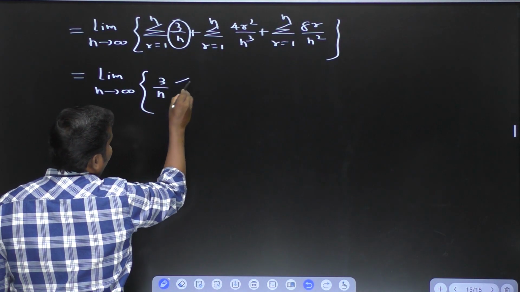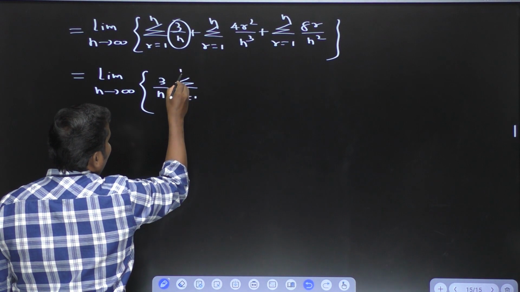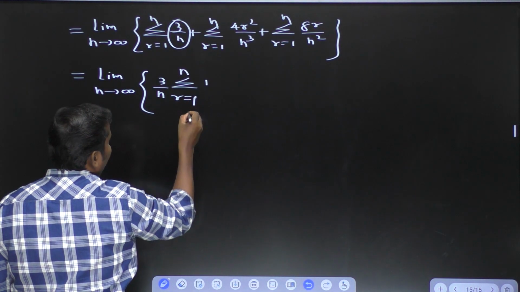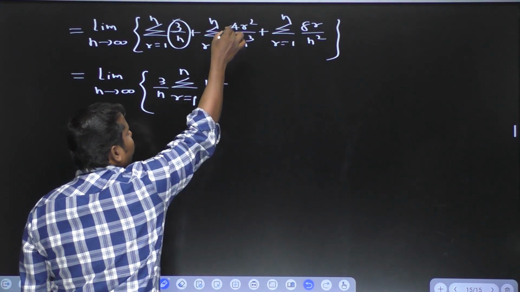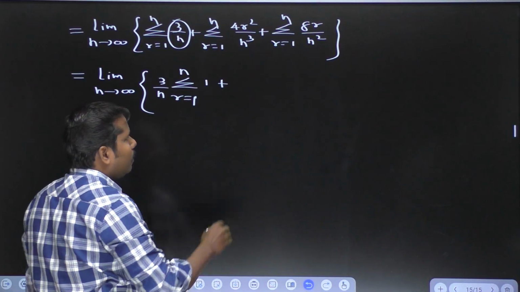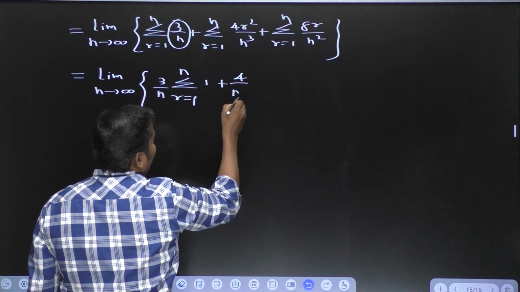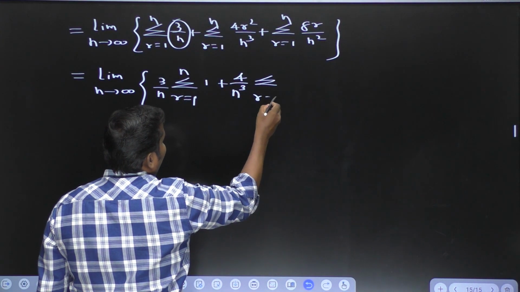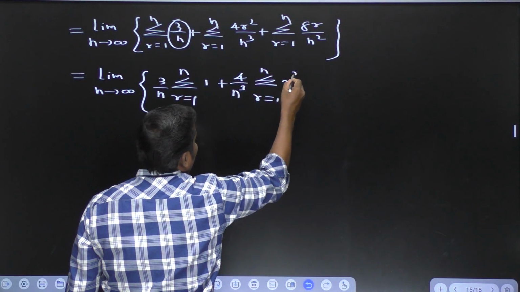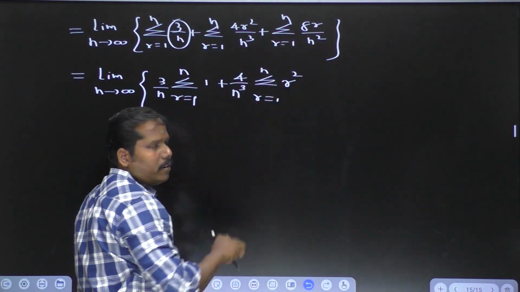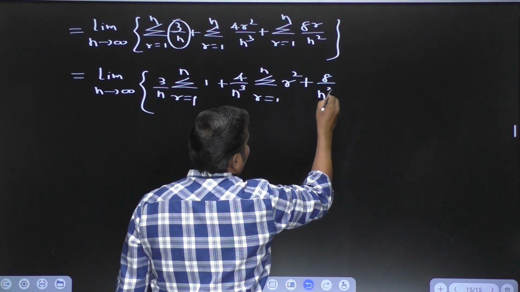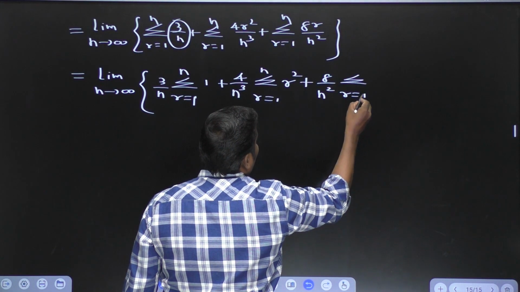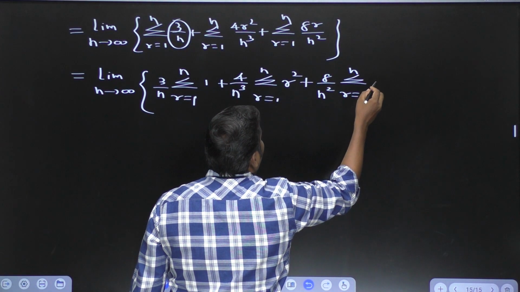3 by n summation r equal to 1 to n, 1 is there. Plus, what is independent of r here? 4 by n cube. Take it outside: 4 by n cube summation r equal to 1 to n r squared. Here what is independent of r? 8 by n squared. So 8 by n squared summation r equal to 1 to n r.